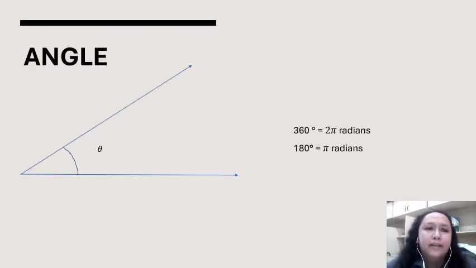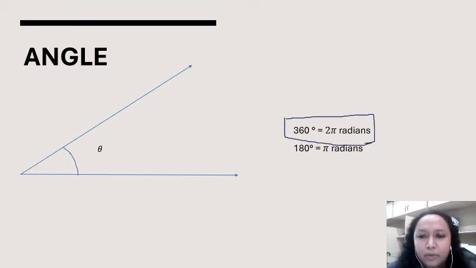Okay. Dito naman tayo class sa angle. When it comes to angle class, dito, may tinatawag tayong, di ba class? Angle of depression, elevation. Okay? So, ito lang muna yung basic na sa angle. We have the 360 degrees, which is equal to 2 pi radians.